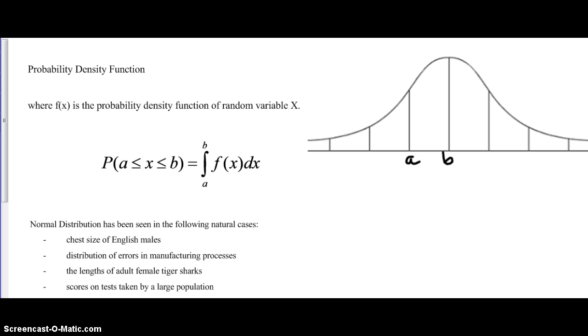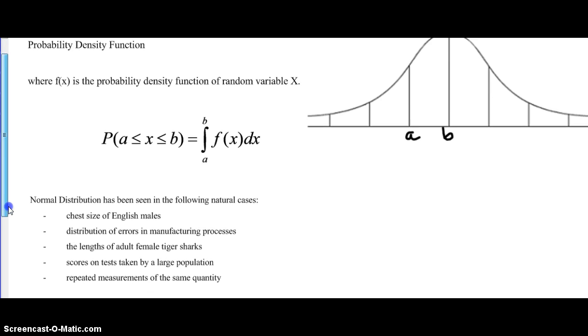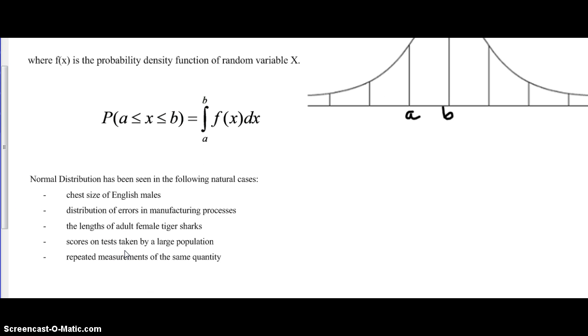The really interesting thing about the normal distribution is that you've seen it in the following natural cases. One example we're going to be talking about tonight is the chest size of English males. I've also seen it talked about with birth: babies are born and the average is distributed normally. Also errors in a manufacturing process, the lengths of adult female tiger sharks, and the one you've probably heard the most in your school lifetime, scores on tests taken by a large population.